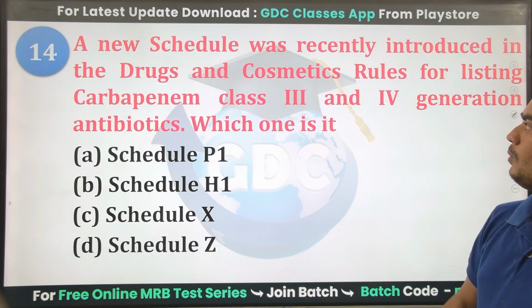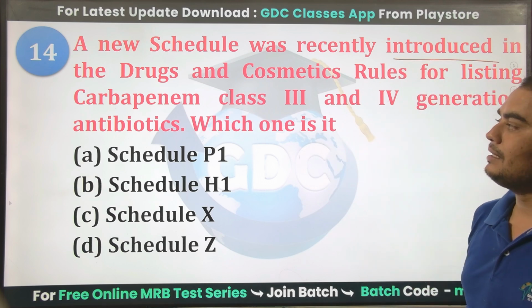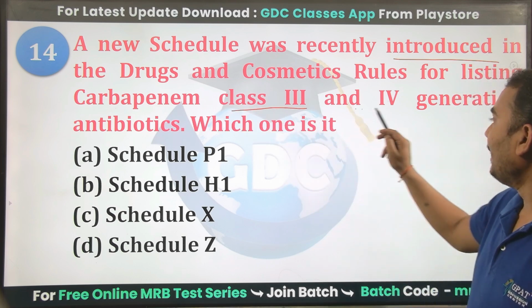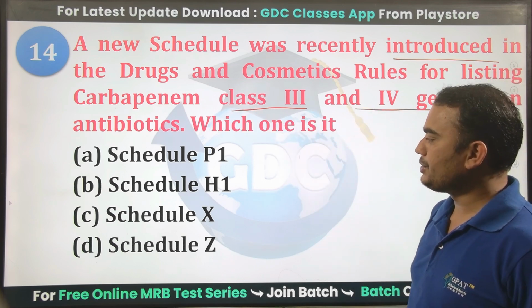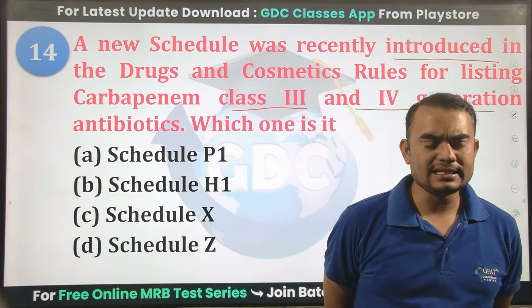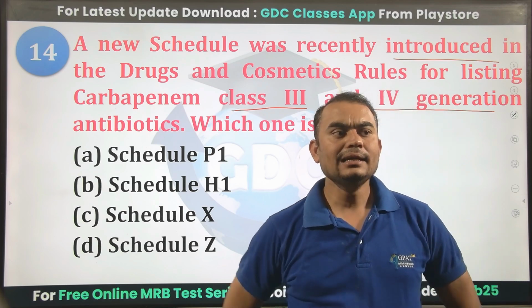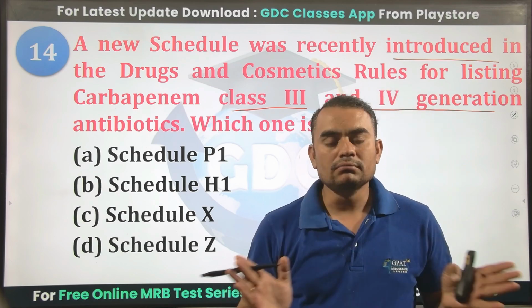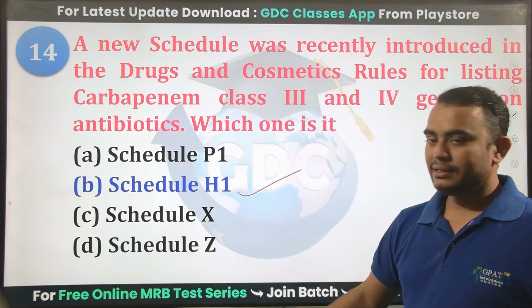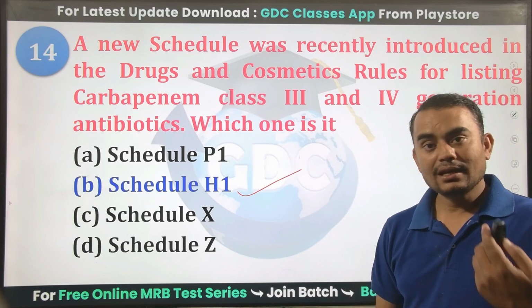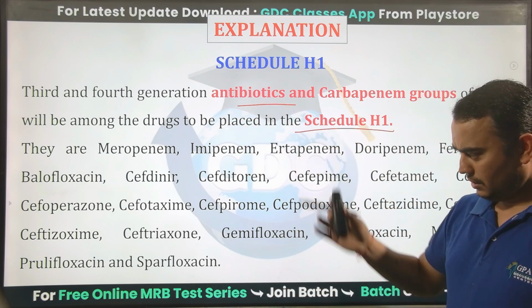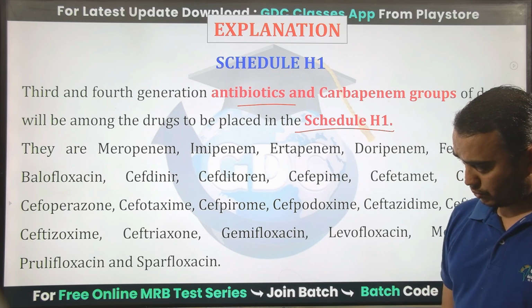A new schedule was recently introduced in the Drug and Cosmetic Rules for listing carbapenem, third and fourth generation antibiotics. Which one is it? Now, as all of you have gone through, in 2011 a new schedule was added in the Drug and Cosmetic Act, mainly to reduce the misuse of antibiotics. For that, Schedule H1 has been added in our Drug and Cosmetic Rules schedules. So H1 is for reducing the misuse of antibiotics. These antibiotics all come under Schedule H1.